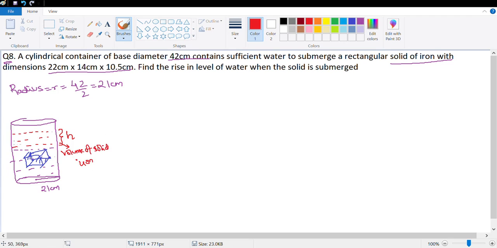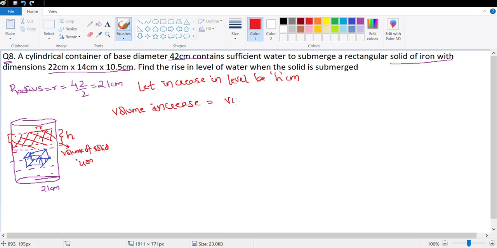That's basically what the question is. This is the extra volume which gets added, and this is the volume of the solid iron. Now this basically is a mini cylinder with radius the same as the radius of the big cylinder, and height what we need to calculate, and the volume is equal to the volume of the iron solid. So let increase in level be h centimeter. So volume increase is equal to volume of solid iron.